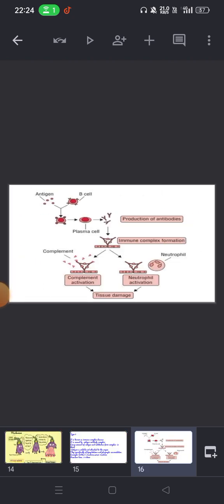Type 3 mechanism is that antigen and B cells combine in the plasma membrane. After that, production of antibodies and then immune complex formation. Immune complex formation is divided into two parts. First is complement activation and neutrophil activation. Both of them damage tissue.